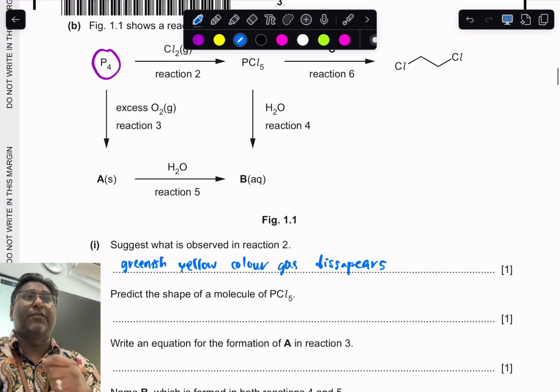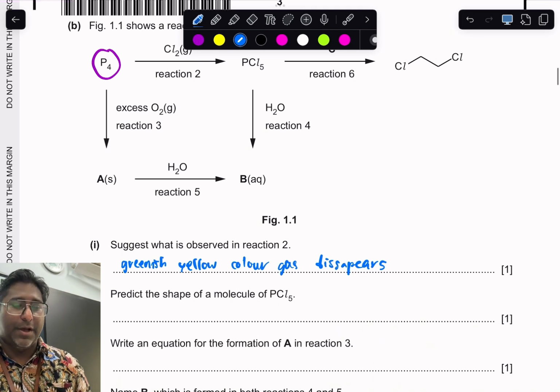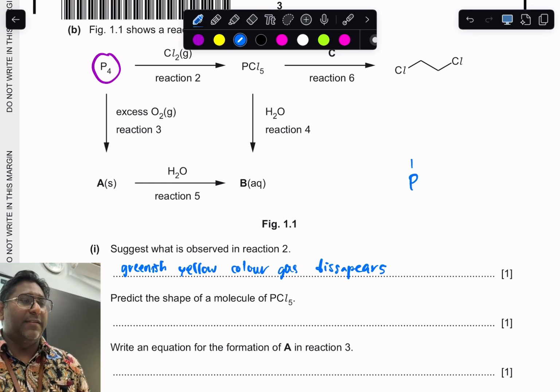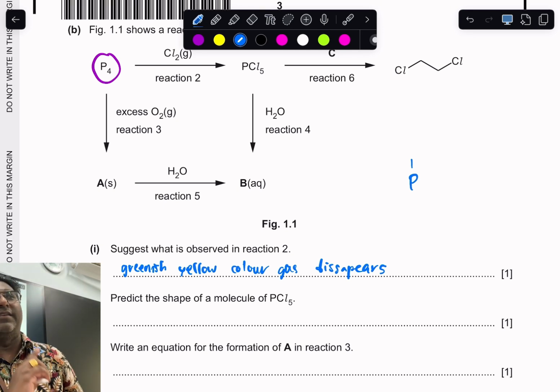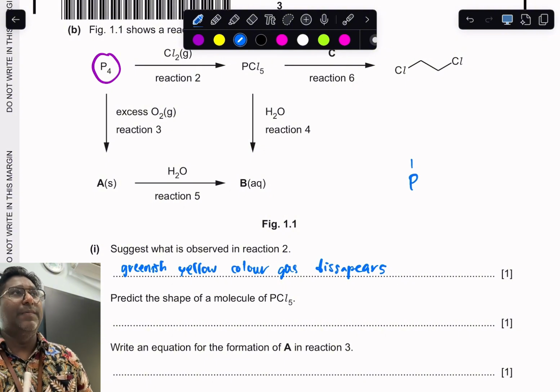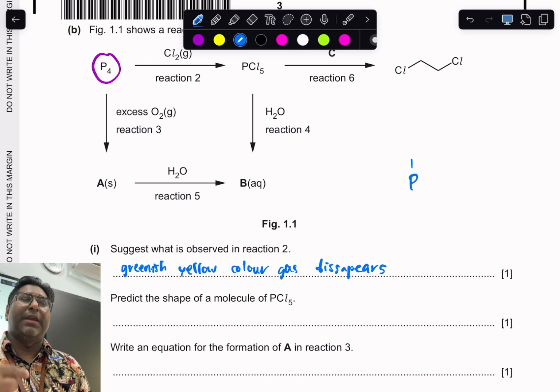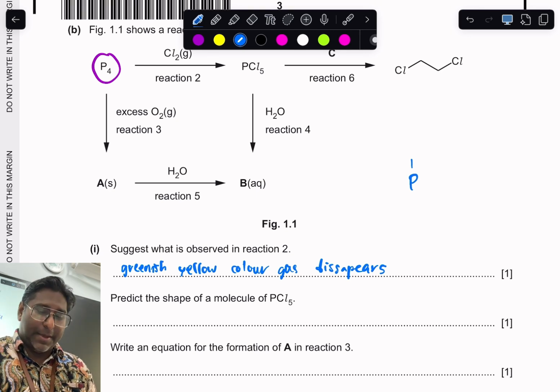Predict the shape of PCl5. Now, phosphorus is group 15, you can check from the periodic table. So if you have Cl5, then the structure should be something like this: Cl, Cl, Cl, then down Cl. What kind of structure is this? In the middle is trigonal, then you have two pyramids on top and below. So it's going to be trigonal bipyramidal, because they have 5 bonding pairs.